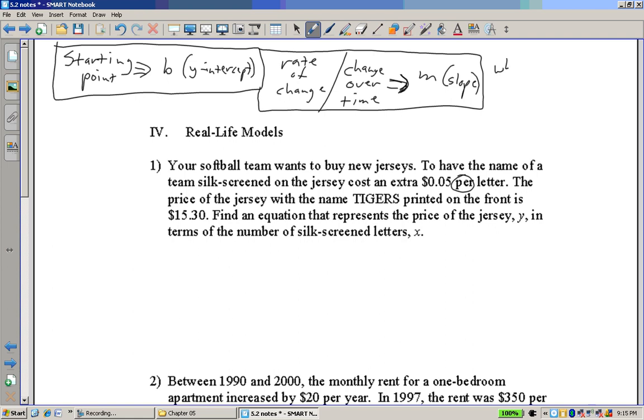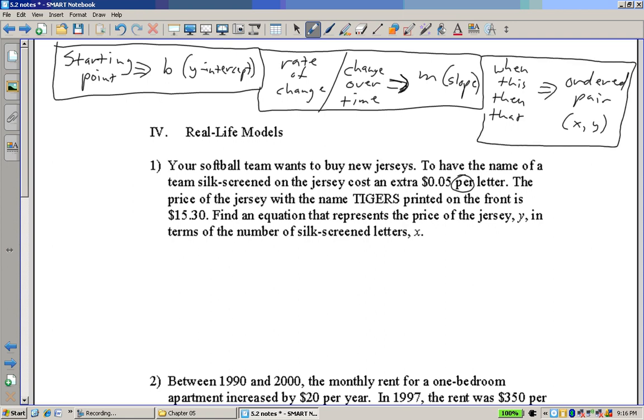Now there's also a when this, then that. For example, when I buy 3 bags of chips, it costs $3. When you get 1, 2, 3, 4, 5, 6 letters, it costs $15.30. That's a perfect example. When this, then that. It's giving an ordered pair. That is an ordered pair. It's giving you an x, y coordinate.